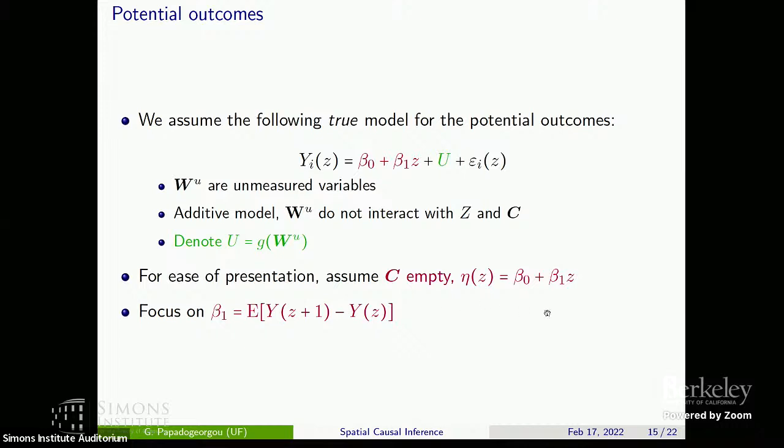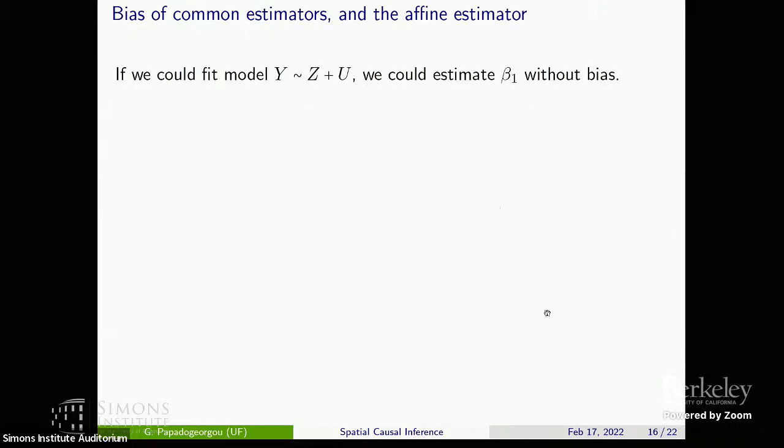All right, so if this is the case, I still don't have any data on this U or on these unmeasured variables. But if I did, and I could fit the model that regresses Y on Z and U, I could estimate the causal effect without bias. But I don't have data on U. I have just Z and Y. And again, you could have measured variables, but I don't want to complicate this for no reason.